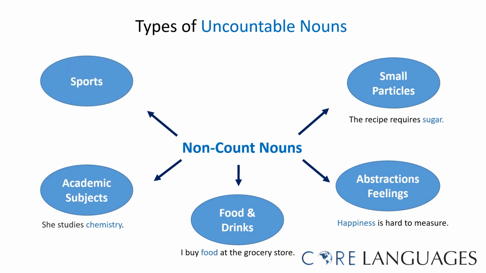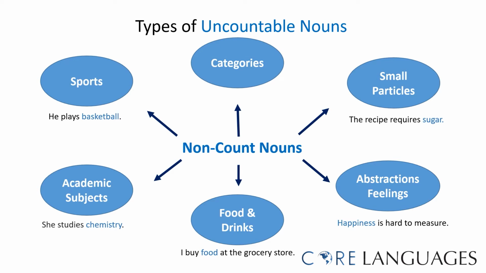We also use uncountable nouns for sports. For example, he plays basketball. We also use uncountable nouns for different categories. For example, they buy some furniture. Furniture is a category of nouns such as table, chair, or desk.